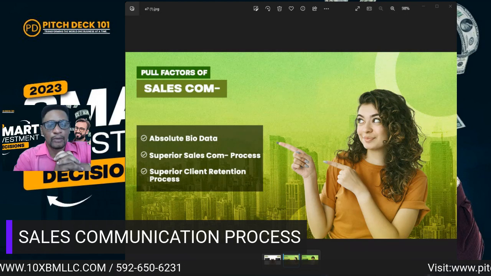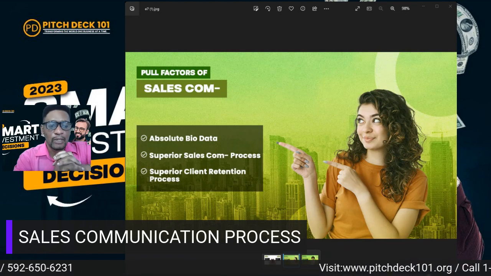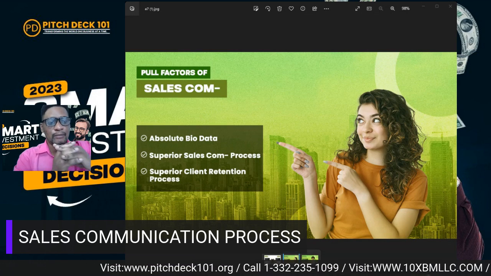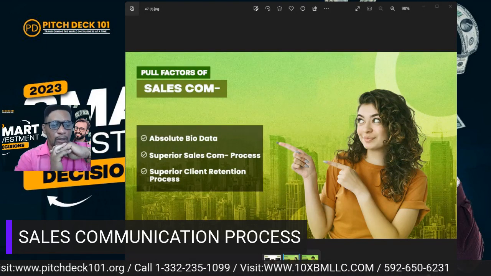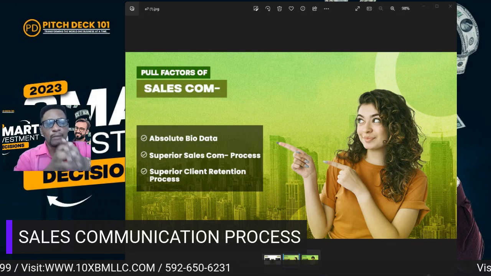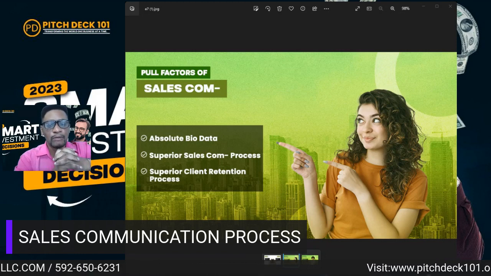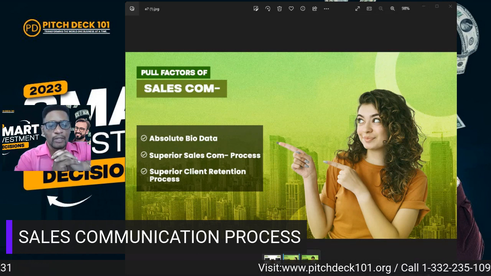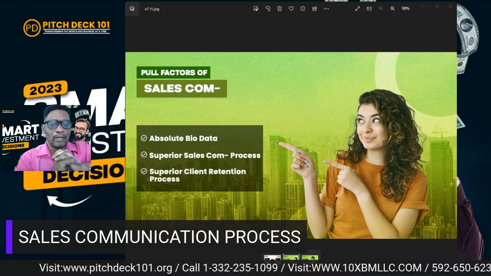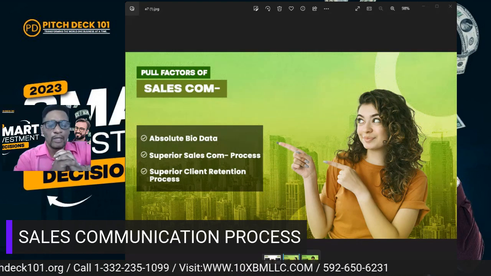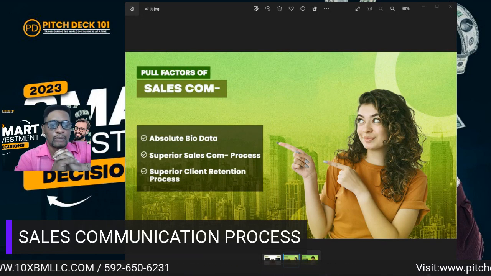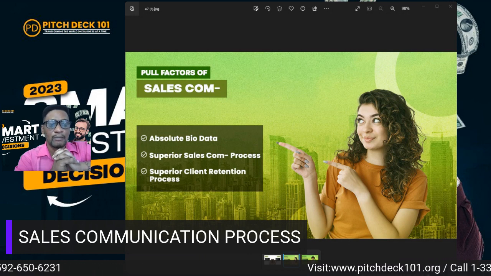Now, the first concept before you is identified as the absolute biodata. What is it that you deduce from this term, absolute biodata? Now, to be able to effectively deploy the pull factors of sales communication, this process is heavily dependent on biodata, and biodata of the client. And there are three important concepts that you want to take away here, or learn, apply, and master.